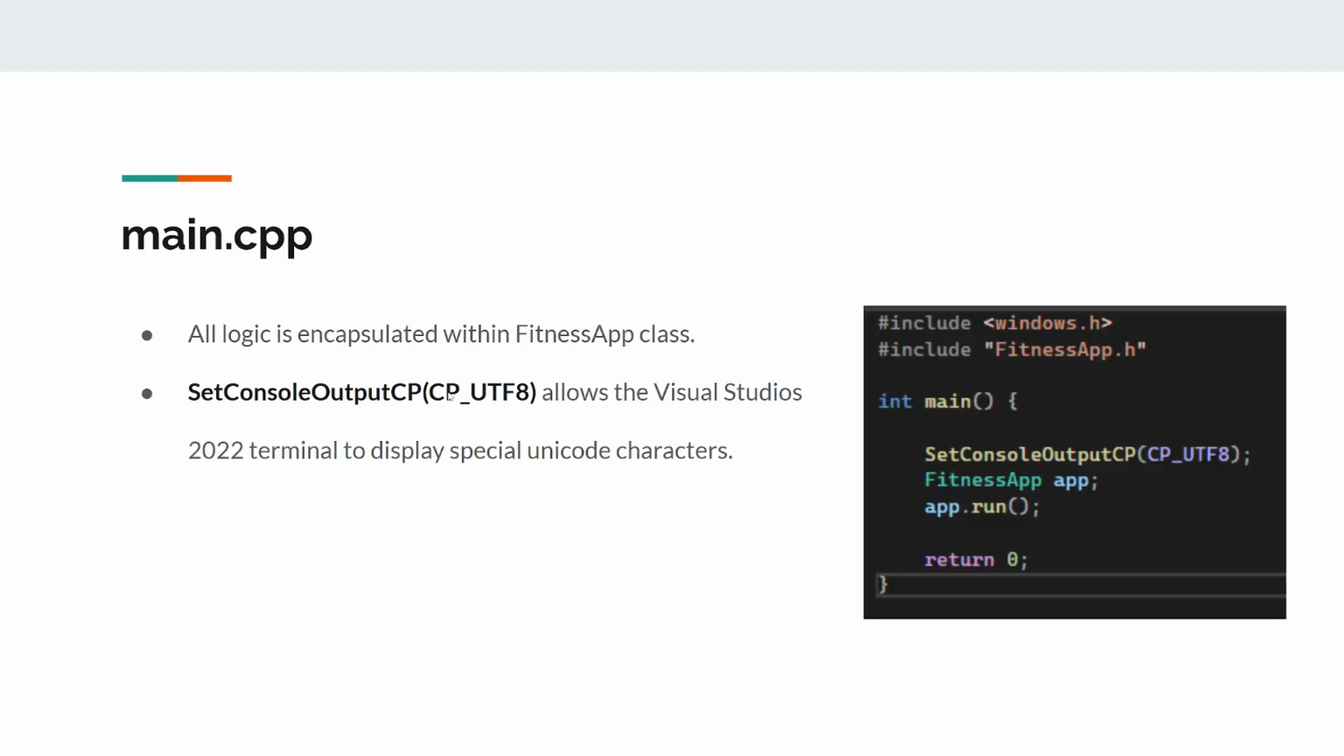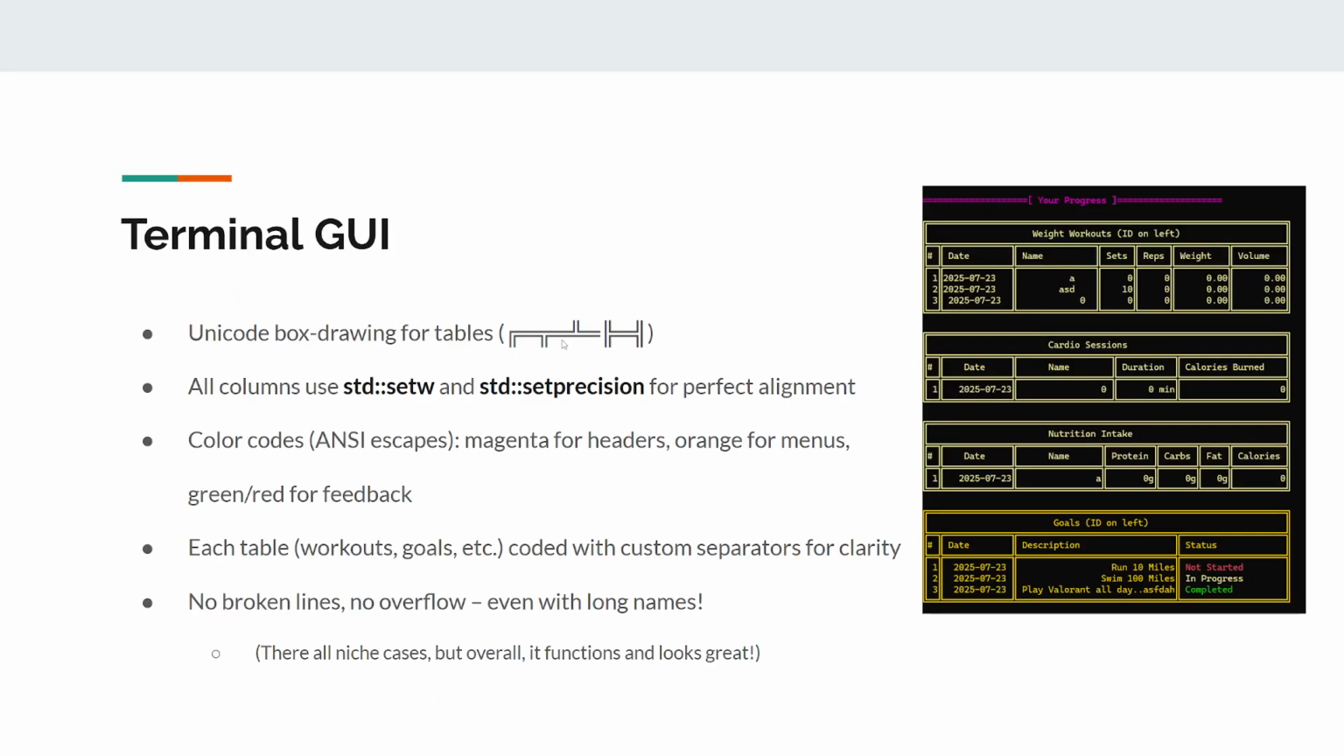So within main, all logic is encapsulated within the fitness app class. So all I need to do is make a new instance of the fitness app and just call run. And because Visual Studio 2022's terminal is a bit outdated, I had to do SetConsoleOutputCP and run this command, including windows.h, so that these symbols would be properly displayed.